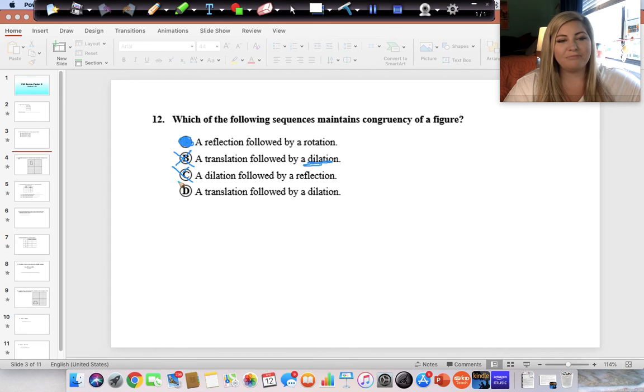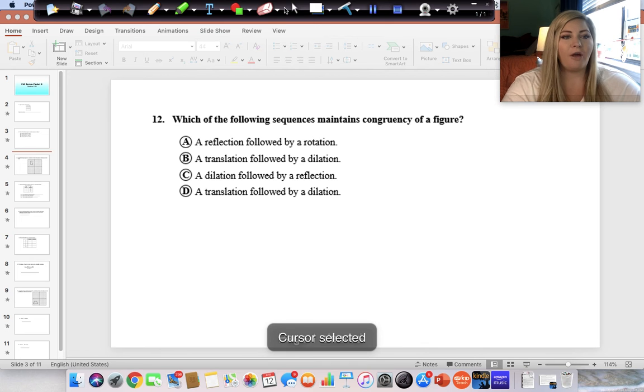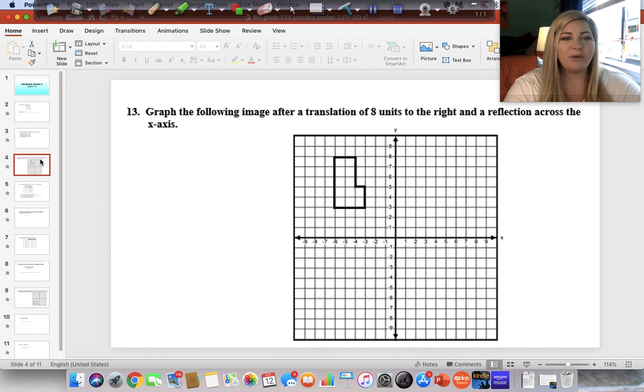A dilation, again, dilation does not work. Dilation does not make a congruent figure. So if you see this word congruency, it is not going to be dilated. Okay, let's move on to the next one.